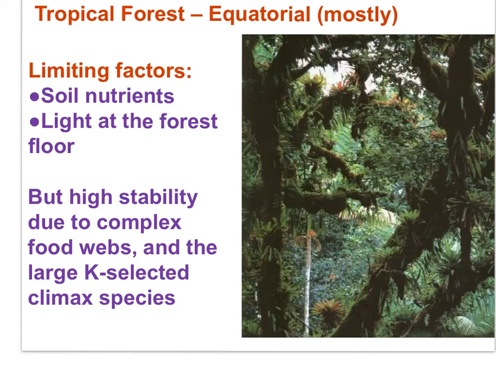But the big trees have locked up the minerals and nutrients, so soils can be quite nutrient poor, and this is a limiting factor. As well, light levels on the forest floor are quite low. This is a limiting factor on the forest floor.